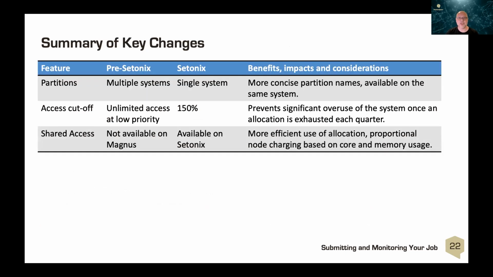To summarize, on Setonix, the partitions you'll be using day to day are all available on the one system, and we've removed the queue from their names. We now have a hard limit on usage over your project allocation of 150%, and by default, jobs on these partitions have shared instead of exclusive use of nodes.